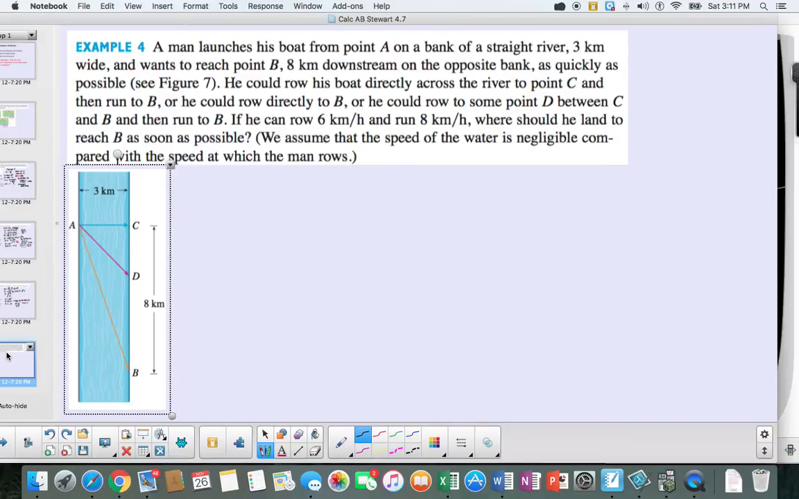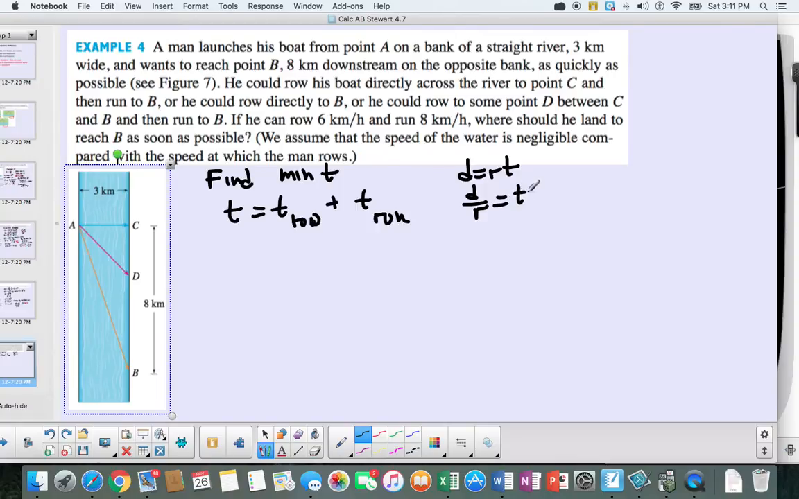Okay, a man launches his boat from point A, and he can row and he can run. And we want to know where does he land so that he can minimize the amount of time that he's going to use to get to point B. So let's go ahead and write out what we want. We want to find the minimum time, and the time altogether is the time he rows plus the time he runs. And remember, distance equals rate times time, and distance over rate is equal to time.